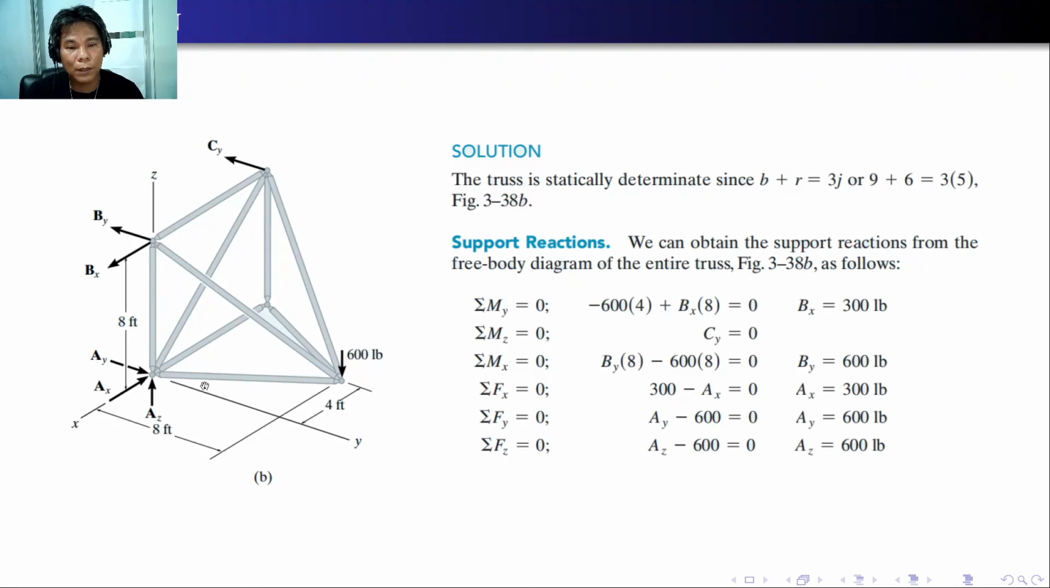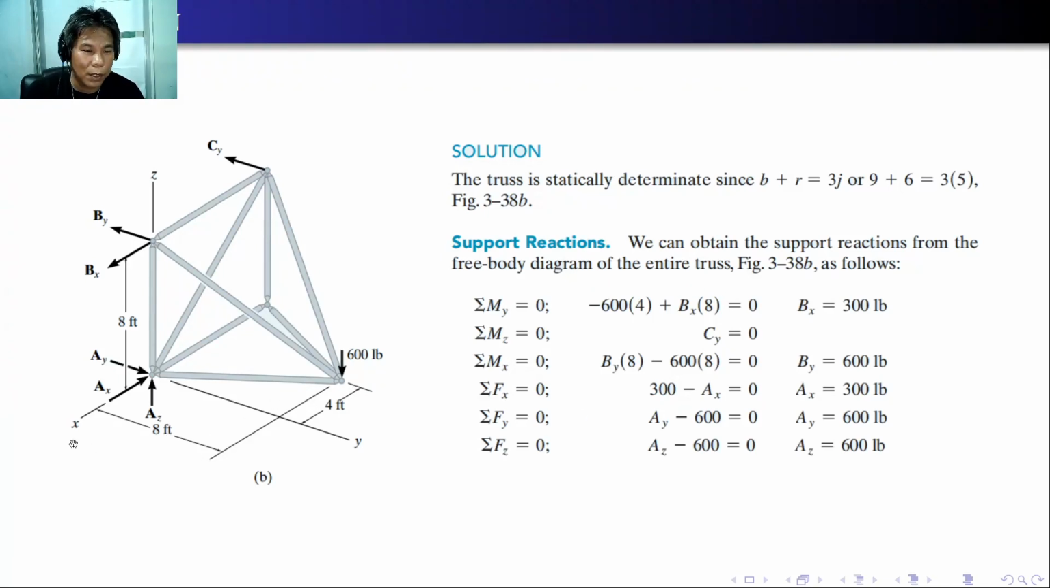So you can sum up moments about the y-axis, and it will result in 600 times 4 plus Bx times 8, where Bx is 300 pounds. Also, you can sum up moments about the z-axis. So we have 600, Cy, nothing. So Cy is equal to 0. And if we sum up moments about the x-axis, then the forces involved will be By and 600. So By times 8 minus 600 times 8, where By is 600 pounds.